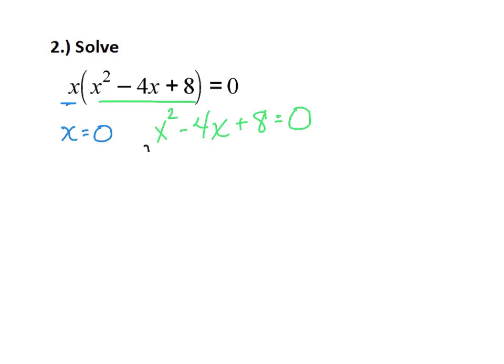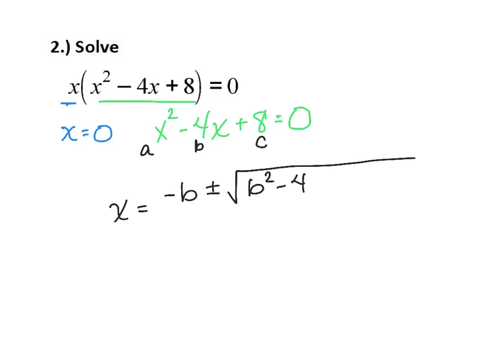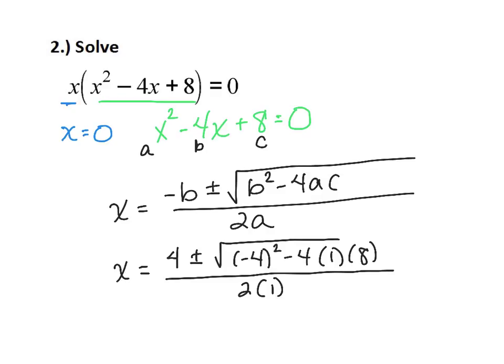So recall, we have a, b, and c. The quadratic formula is x equals negative b plus or minus the square root of b squared minus 4ac, all over 2a. So I'm going to pause the video and let you substitute in the correct numbers. There's the quadratic formula with the numbers substituted in. Let's keep simplifying. I get 4 plus or minus the square root.